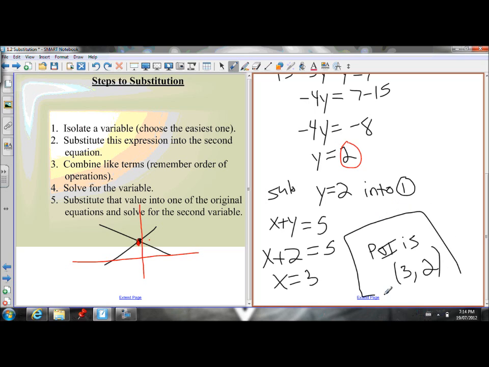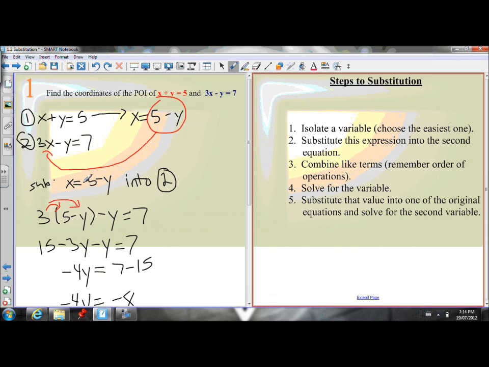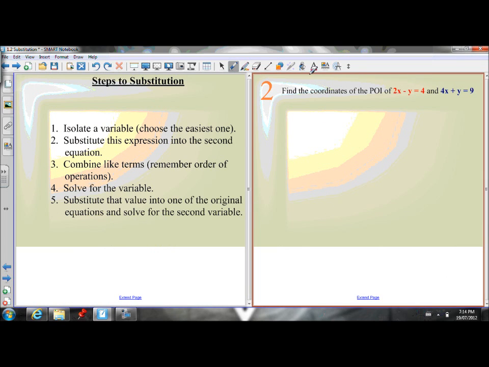Okay? Remember, a coordinate is written as an x, y coordinate. So 3, 2. Okay? So that's one substitution example done with a lot of explanation. The next one I'm going to do, I won't do quite as much explanation. Okay? So for this next one, find the point of intersection. I'm going to write out my two equations.